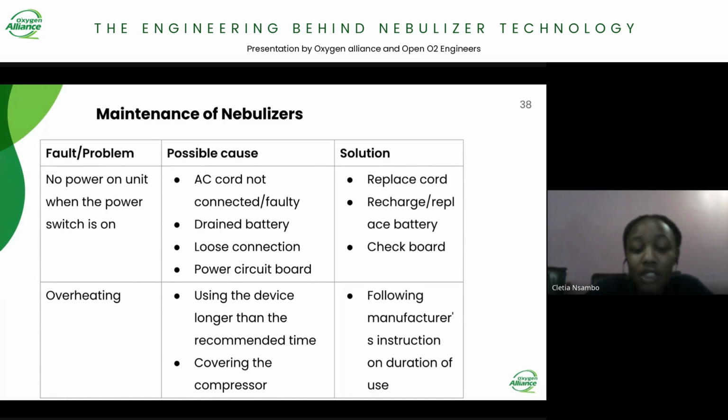So this is like overusing. With time, obviously, the device will start to overheat. So you just need to follow the manufacturer's instructions on the duration of use. And also make sure that you don't overuse it on the patients, just use them as recommended.